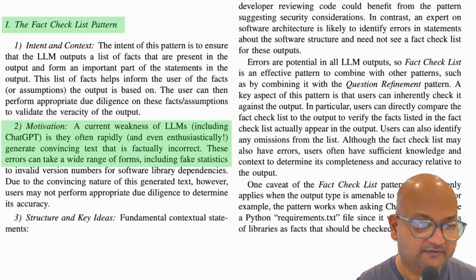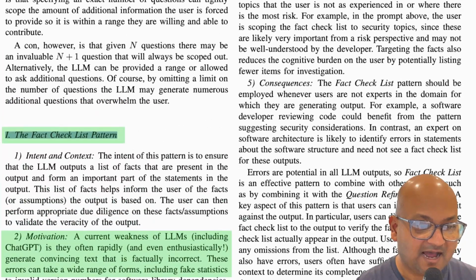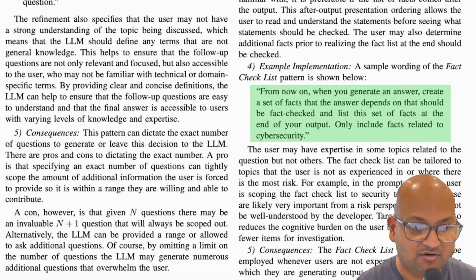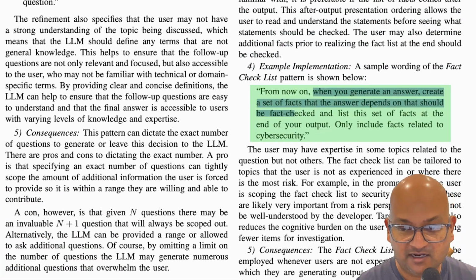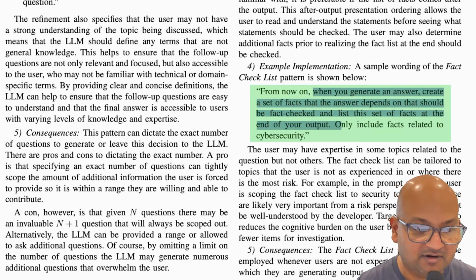There's also been a fair amount of coverage and documentation of how LLMs will often hallucinate facts, and there's an entire class of prompting patterns that can try to help with that. One of them is the fact check pattern, where when you ask an LLM for an answer, you also ask it to enumerate the facts that need to be fact-checked. And those you can then go independently check.